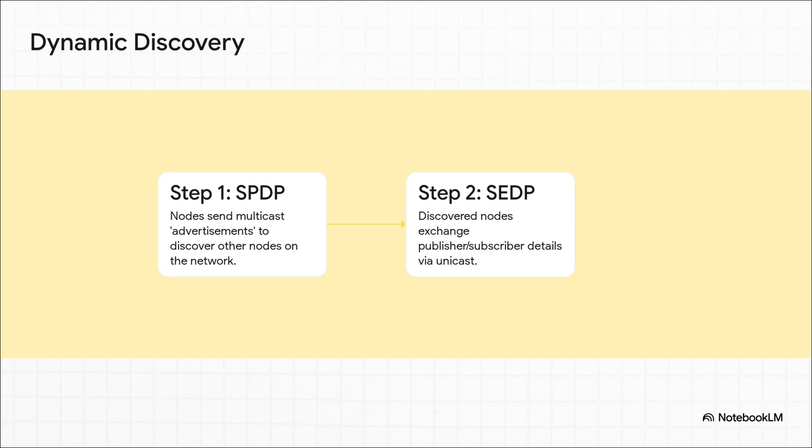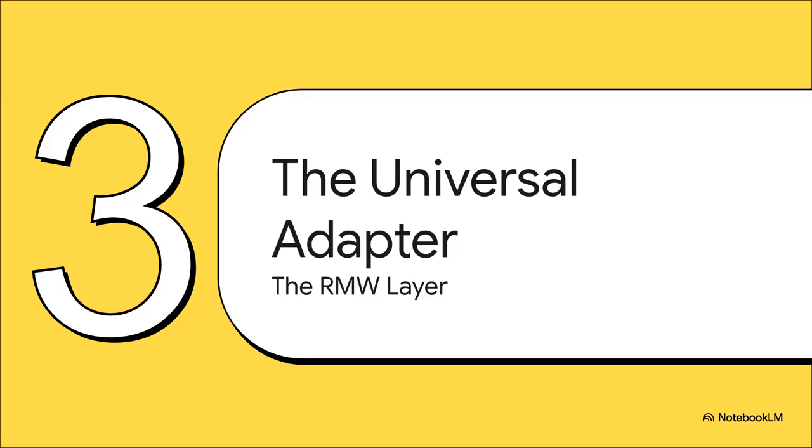Right, so if there's no central master, how in the world do all these nodes find each other? Well, it happens automatically in this kind of two-step discovery dance. First, a new node joins the network and basically shouts out to everyone, "Hey, I'm here," using a multicast message. Then, once other nodes hear it, they start a more private, one-on-one conversation to swap the important details, like, okay, what are you publishing and what are you subscribing to? It's all automatic.